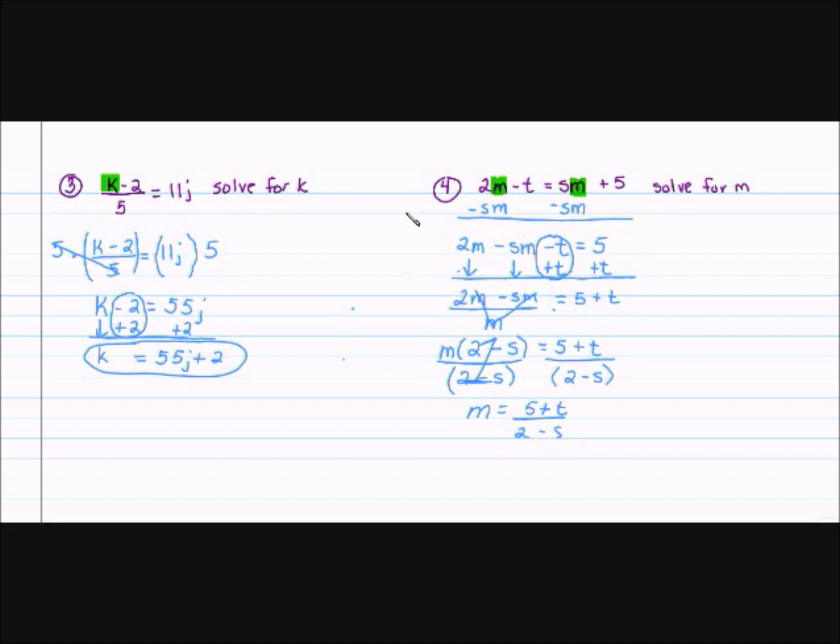I solved for m. Even though we can't solve for m much further, remember, on the bottom of a fraction, I cannot have 0 because that equals no solution. So although I have 5 plus t divided by 2 minus s, what would I substitute in for the s to make the denominator 0? If you guessed 2, you are correct. So I'd have to add to my solution that s cannot equal 2 because 2 minus 2 is 0. Anytime you have a variable on the bottom, figure out what you would plug in there that would give you 0. And that's what it can't equal.